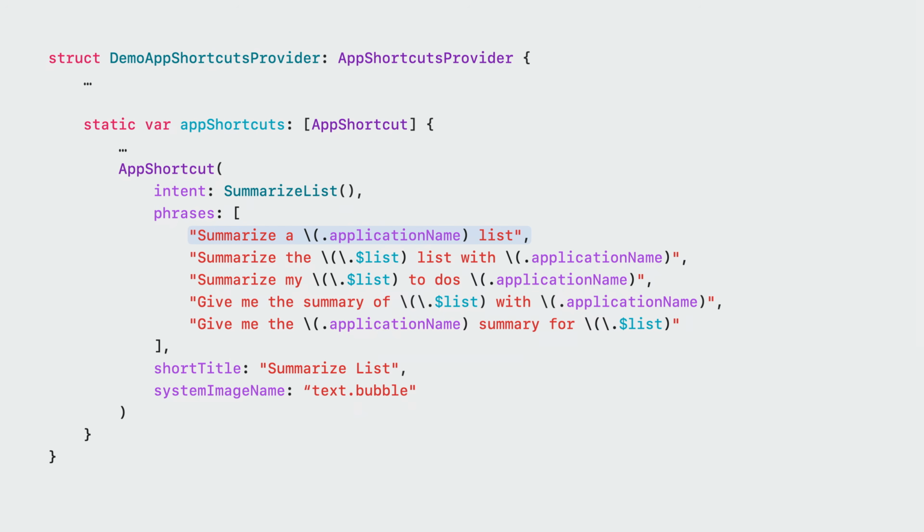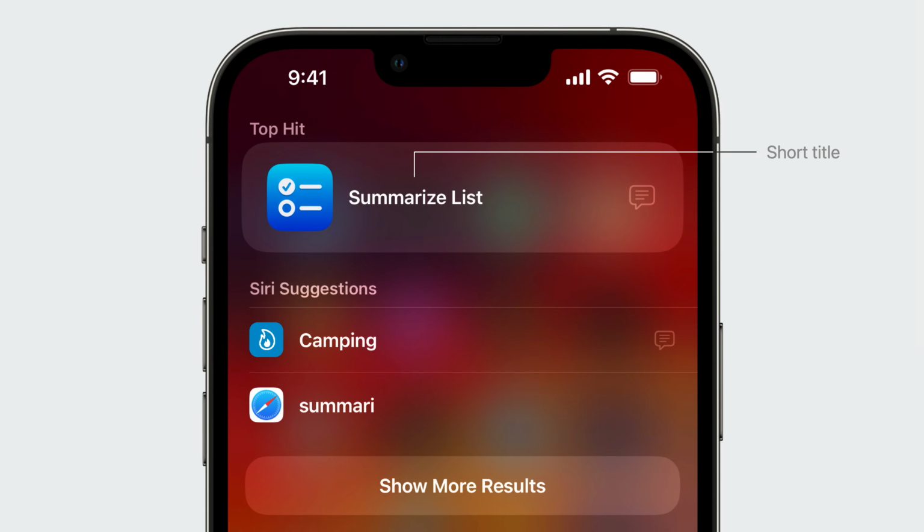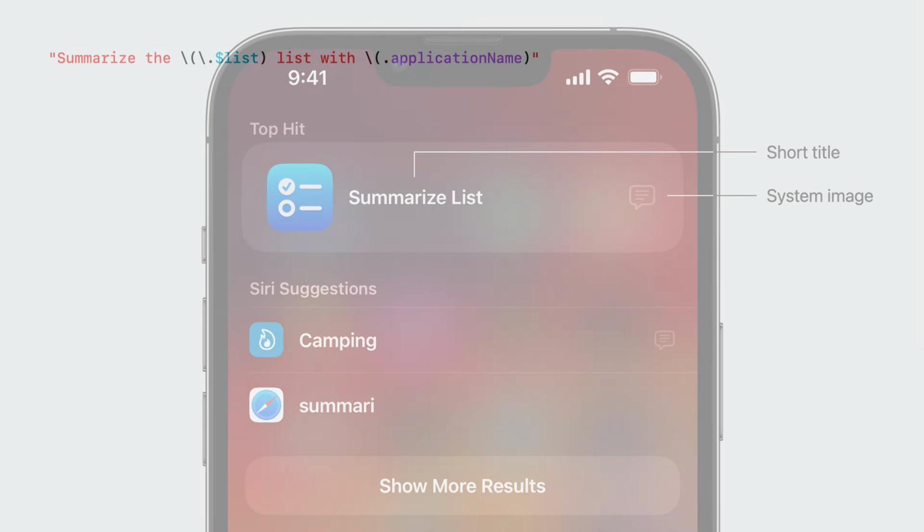App Shortcuts automatically prompts for a value prior to performing the intent if the parameter is not optional. For optional parameters, you can manually prompt for a value inside your perform method. As before, we need to include a short title and system image. Picking a good short title and system image are important, since they're the first things my users will see when they search for my app in Spotlight.